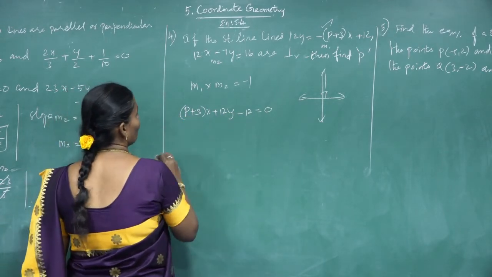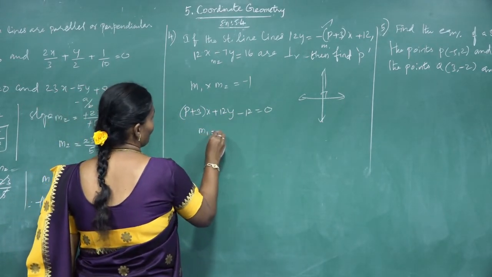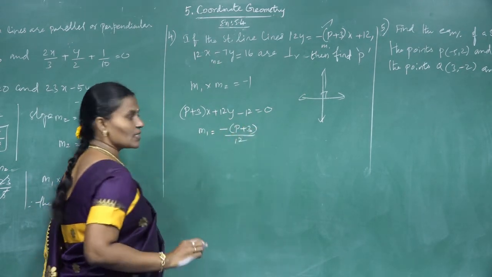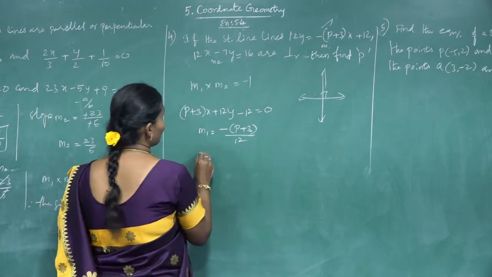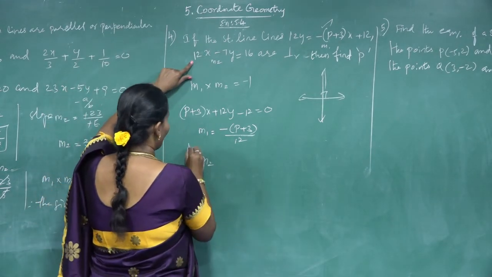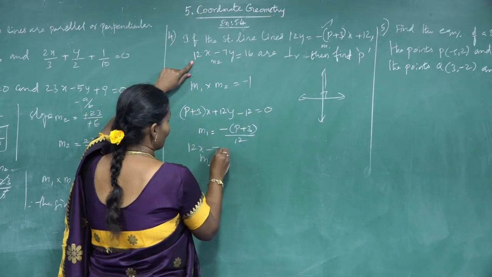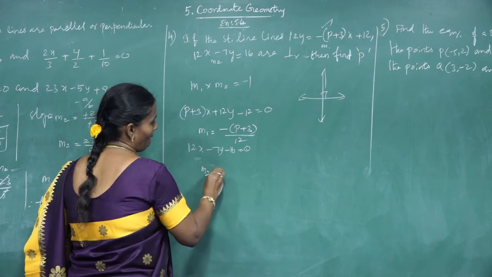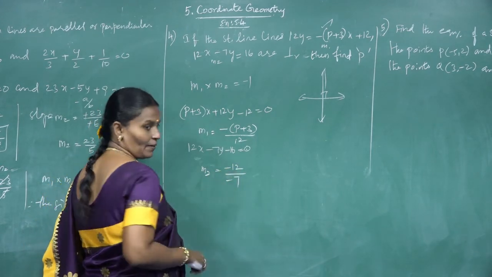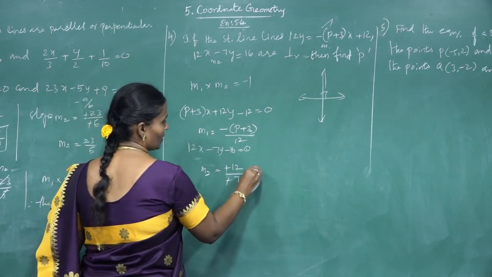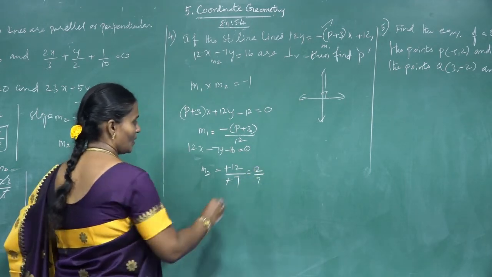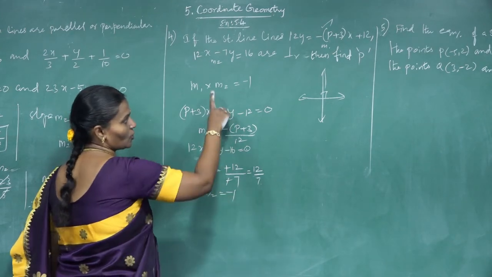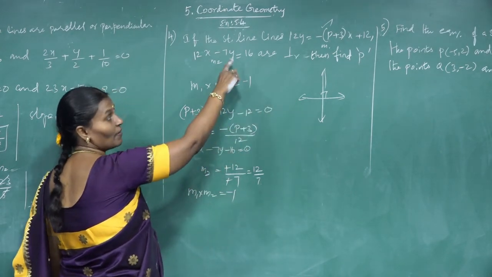So what is m1? See here, m1 is equal to minus of (p plus 3) by 12. This is the m1. Now what is m2? What is the second equation? 12x minus 7y minus 16 is equal to 0. So m2 is minus 12 by minus 7. Minus minus cancel, that is 12 by 7. Now you know the condition m1 into m2 is equal to minus 1, because these two lines are perpendicular, that is given in the question.